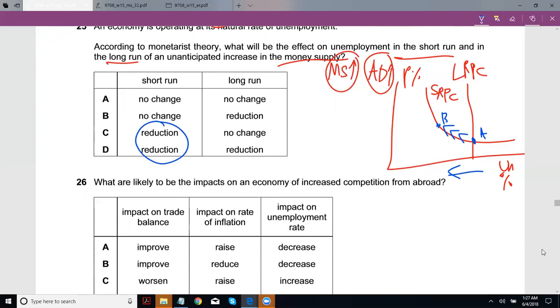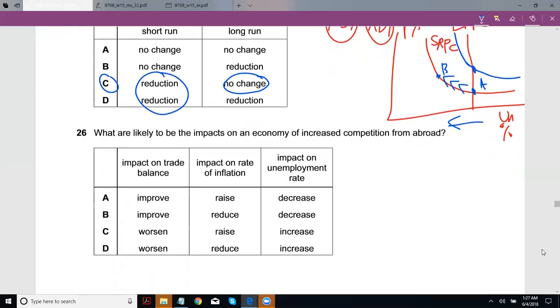However, the issue is in the long run, what happens? You always return back to the same level because of changes in expectations, and stuff of that sort. So you return back to this level. You'd have a higher price level, so you'd have greater inflation, but you'd have the same level of unemployment because you cannot change the natural rate of unemployment through demand management policies. You can only do so through supply side policies. So in the long run, there'd be no change, giving you C.